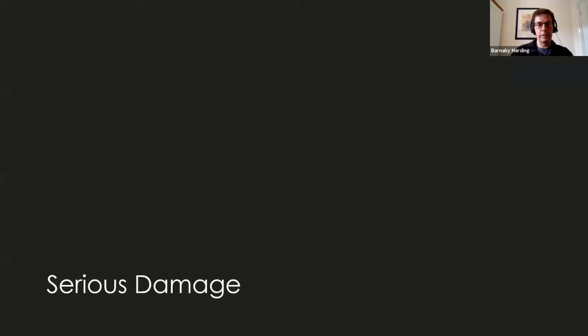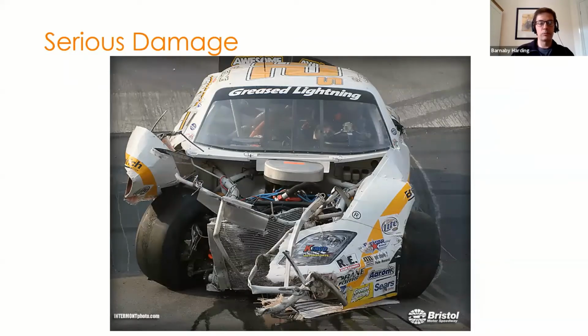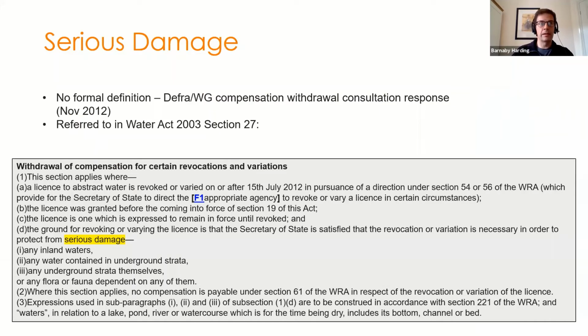So now on to serious damage. It's not that, although that is pretty bad. In fact, it's not really formally defined anywhere. The Welsh Government and DEFRA refer to it in a consultation response about withdrawal of compensation, which was published in November 2012. And it's a term which appears in the Water Act in section 27, again with respect to compensation, and it's a circumstance under which compensation wouldn't be due if a license was revoked, i.e. taken away, or the quantities on it were reduced.